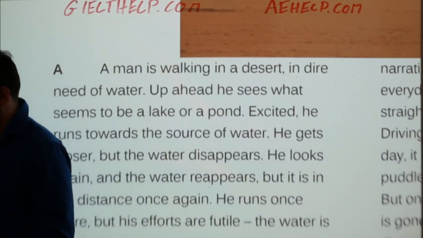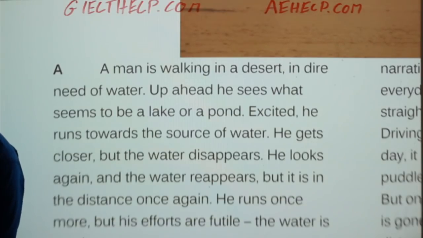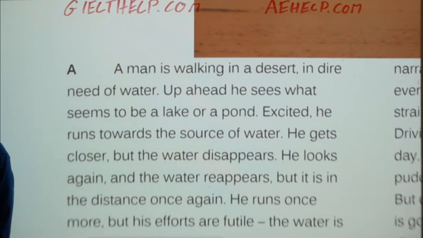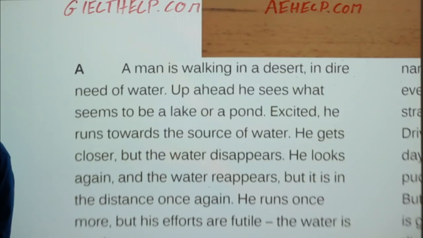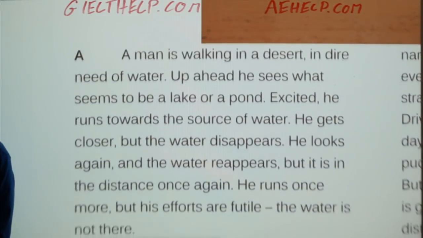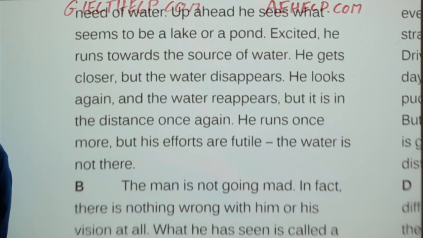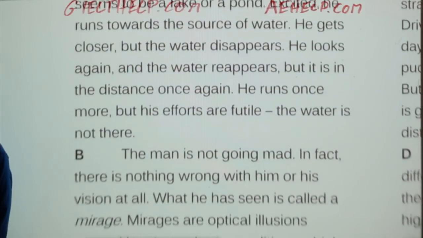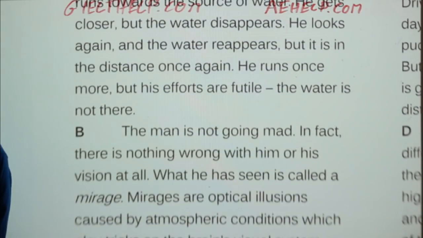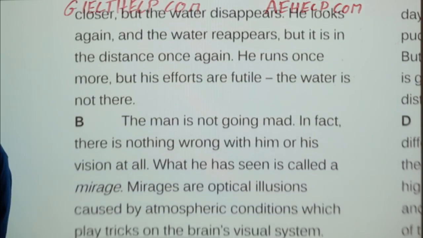Mirages. A man is walking in a desert in dire need of water. Up ahead, he sees what seems to be a lake or a pond. Excited, he runs towards the source of water. He gets closer, but the water disappears. He looks again, and the water reappears, but it is in the distance once again. He runs once more, but his efforts are futile. The water is not there.